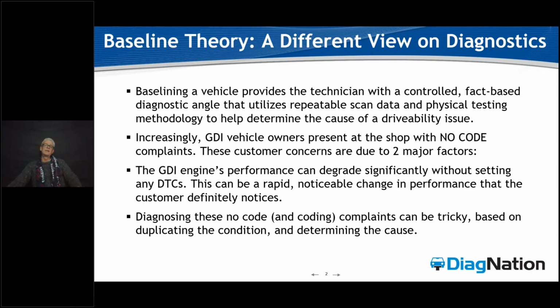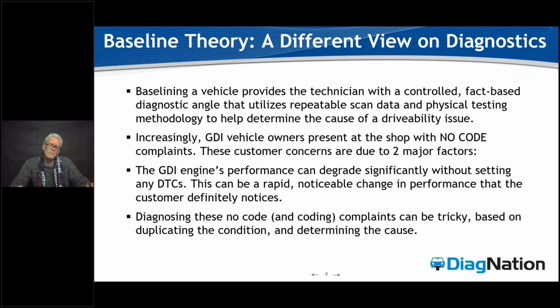Baselining basically provides the technician with a controlled, fact-based diagnostic angle that utilizes what I like to say is repeatable scan and scope data and physical testing data methodology to help you determine the cause of a drivability issue. Basically, in the world of GDI cars, these vehicle owners are presenting at our shops with a couple of really weird code, no code related issues that are very difficult to solve. One being a poor fuel economy complaint, and one of the most common on the GDI cars is a lack of power. We're going to cover that one in pretty good detail here.